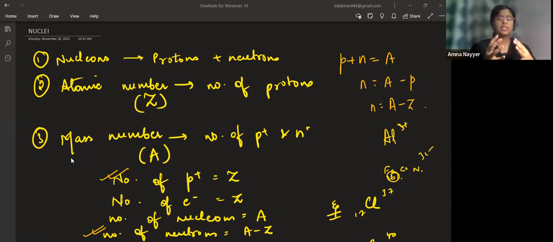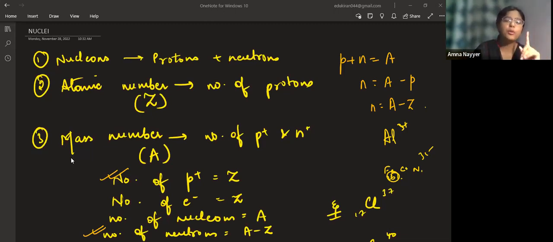So see, nucleons means when we collectively talk about protons and neutrons. Fine, that is what is meant by nucleons. When we specifically talk about only the number of protons that are present, then we call it the atomic number. And if we talk about protons and neutrons, whatever content is present within the nucleus, that is known as the mass number. So the number of nucleons, that is protons and neutrons, is known as the mass number. And the number of protons that are present is known as the atomic number. So these are the basic things.